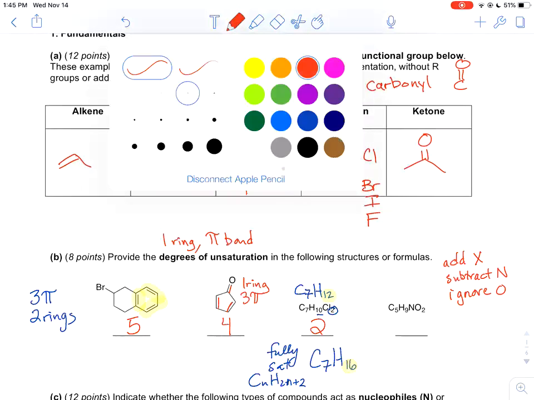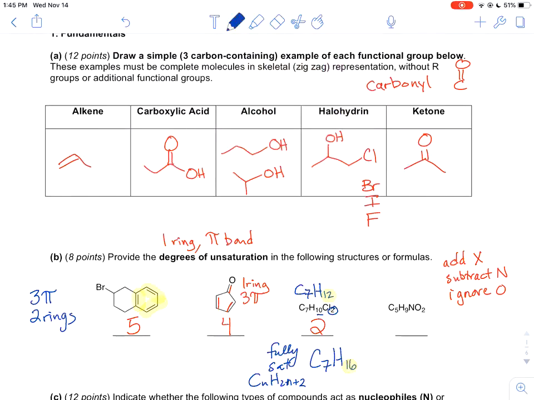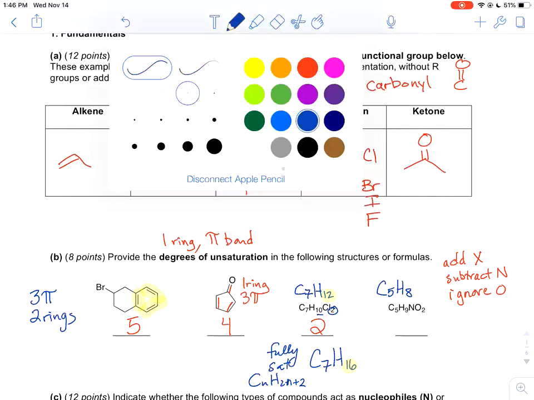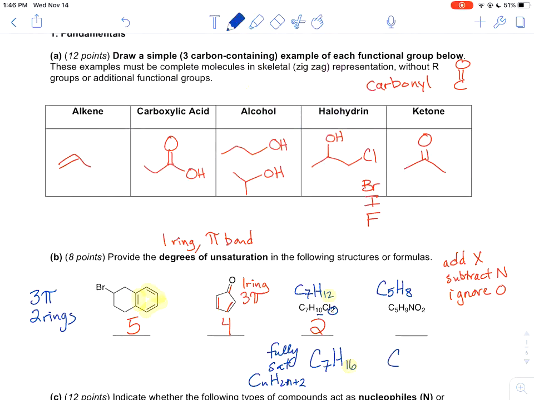For the next one, we're going to find our hydrocarbon equivalent. We see it's C5. And we're going to ignore the number of oxygens. We're going to subtract the 1 nitrogen from the number of hydrogens, so it's just going to be 9 minus 1, so C5H8. And then we look at the fully saturated formula for a C5 compound, which is going to be H12. 5 times 2 plus 2 is 12.